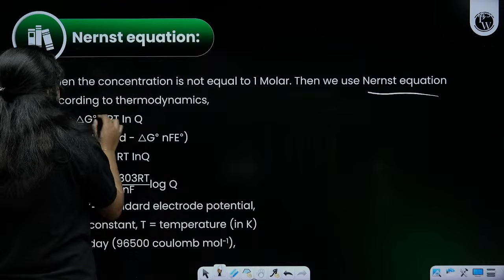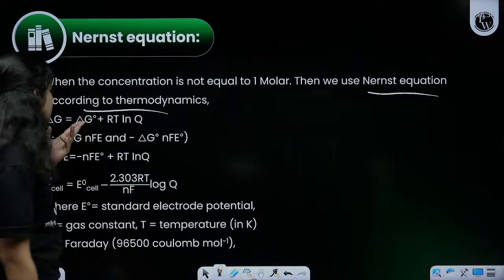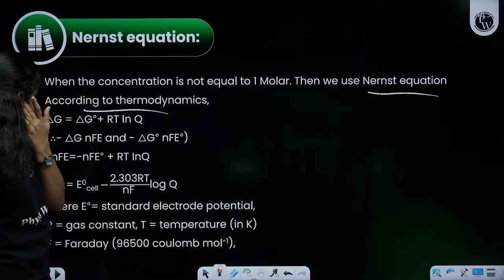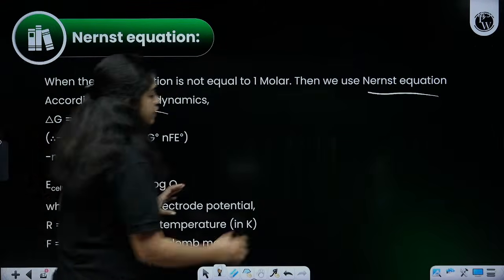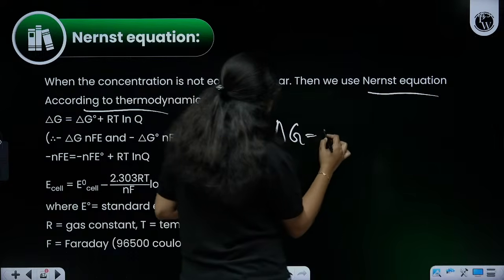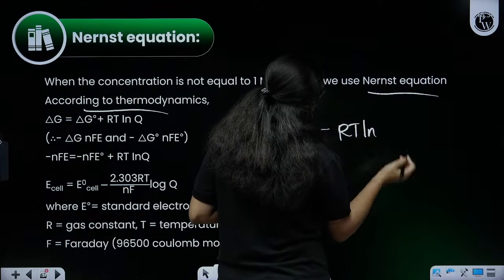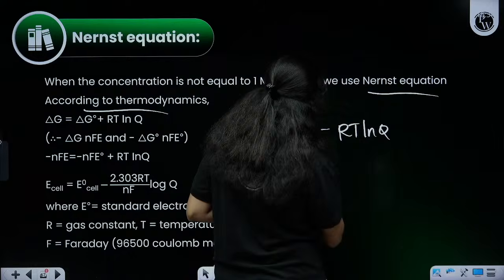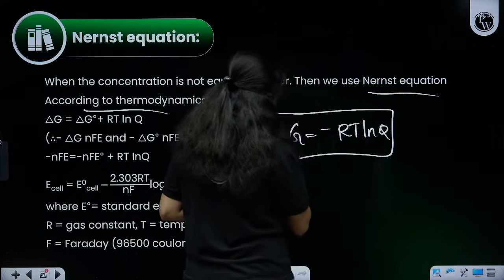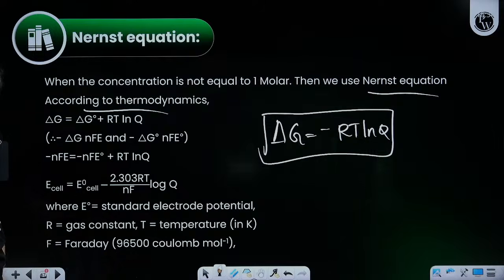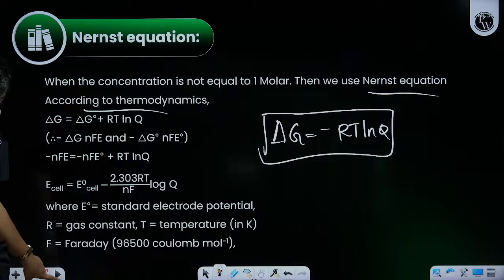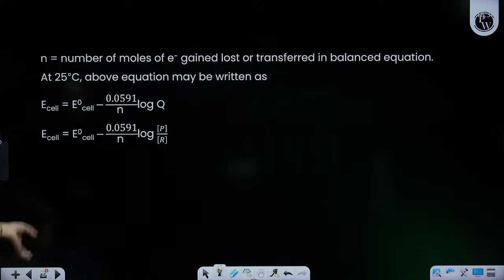According to thermodynamics, delta G equals delta G0 plus RT ln Q. And one more equation, the relationship between delta G and E: delta G equals minus nFE. Learn this also, okay. So before that, I will give you the derivation for the Nernst equation.